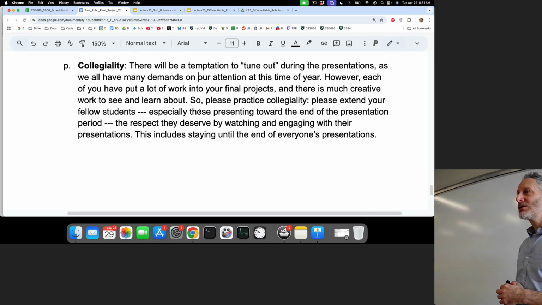Collegiality. Okay. 2 hours and 45 minutes, even with 2 10-minute breaks, is a long time to sit and pay attention. You've all done a lot of hard work, so do each other the courtesy of paying attention. There will be a temptation to tune out, to check your device, and so on. We all know how this goes.